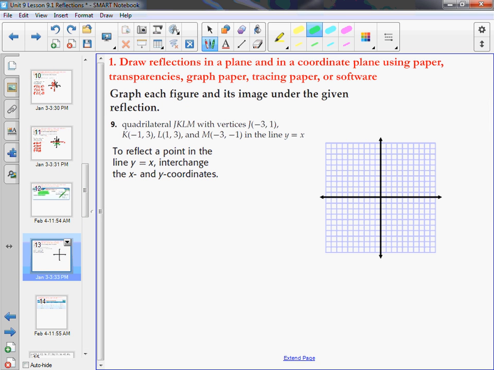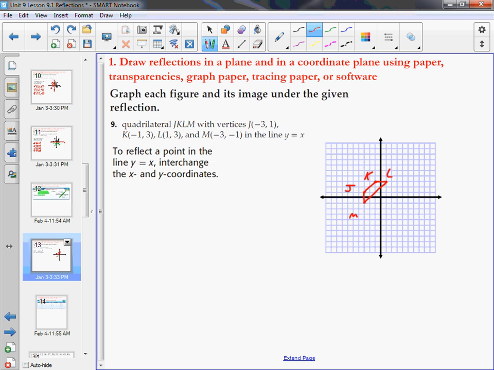Let's do number 9. Because this time, we're reflecting this figure in the line y equals x. So let's start with the points J, negative 3, 1. 1, 2, 3, 1. There's J. K is negative 1, 3. L is 1, 3. And M is negative 3, negative 1. So there's JKLM.